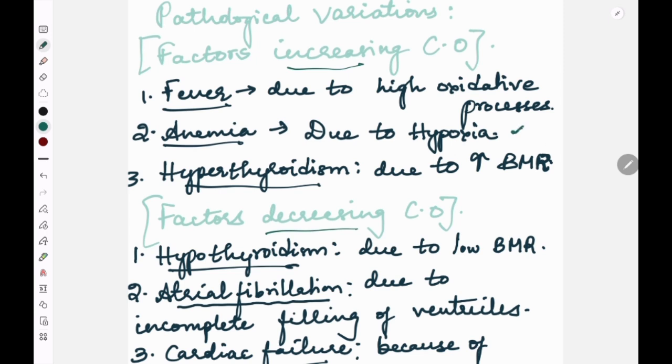The third condition is hyperthyroidism. In hyperthyroidism there is increased BMR. The thyroid hormones regulate the heart function also. By increasing the cardiac output, there is increased T3 T4 production. This will increase the cardiac output. And it also affects the BMR, the body basal metabolic rate.